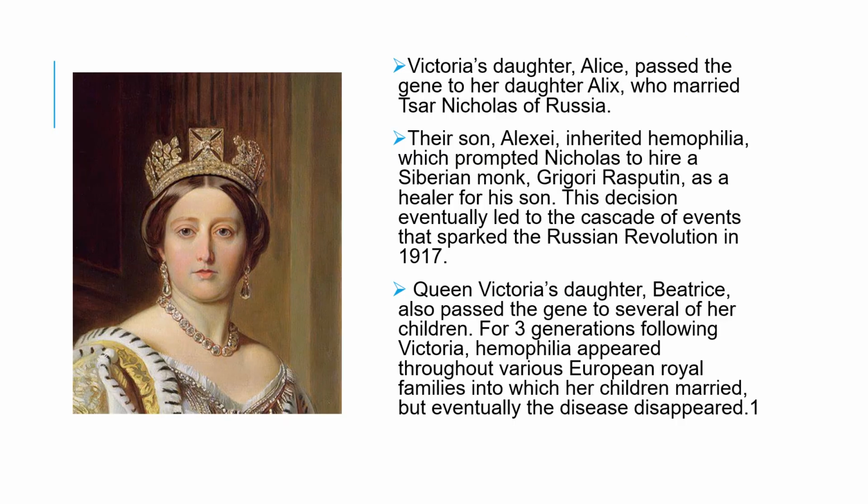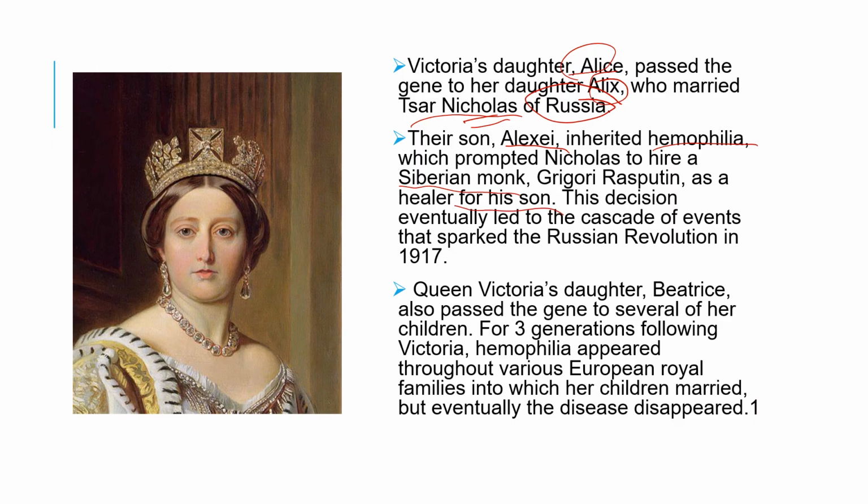So Victoria's daughter Alice passed it on to her daughter Alex. She was a carrier of hemophilia as well, and she married Tsar Nicholas of Russia. Like this it continued through different royal families, and their son Alexei inherited hemophilia. So this prompted Nicholas, his father, to hire a Siberian monk to heal his son.